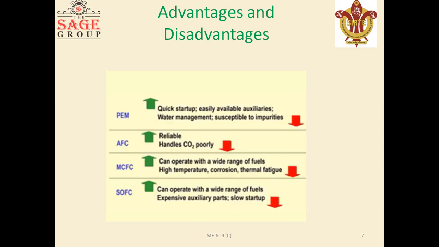And the last one is SOFC. The advantage is the same, it can operate with a wide range of fuels, but the disadvantages are extensive auxiliary parts and slow startup. So these are some of the advantages and disadvantages of different types of fuel cells.